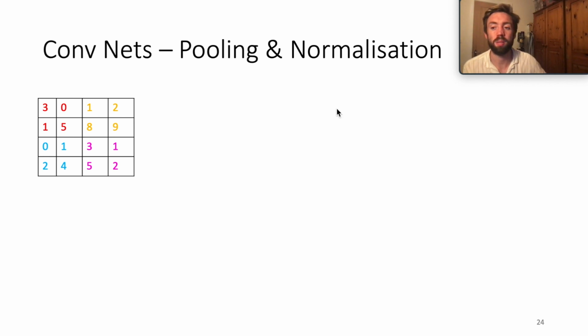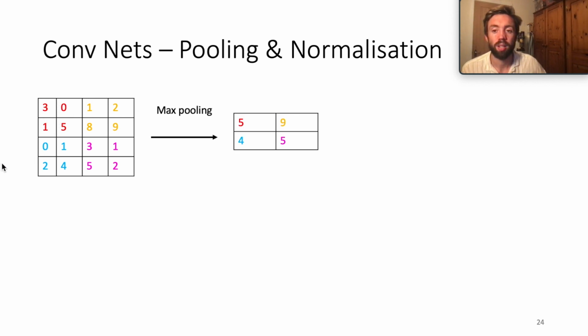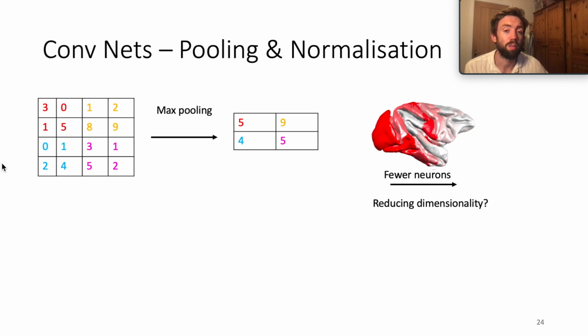The way this works is by dividing the image into different sections and taking just the maximum value within that section. Now this results in a reduction in the number of units or number of neurons in the model as you get deeper into the model. And this seems to have some resemblance, at least on a superficial level, with the decreasing number of neurons that you get along the cortical hierarchy in the primate brain, at least.